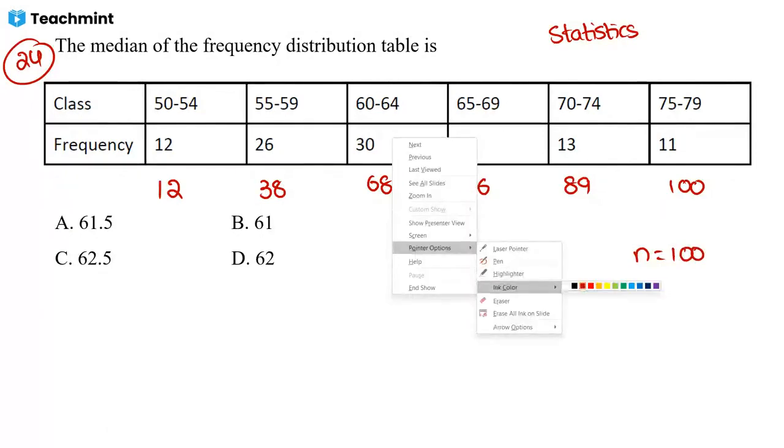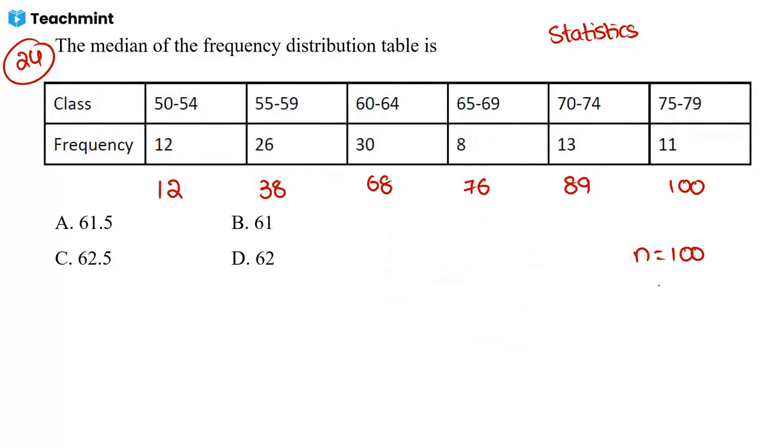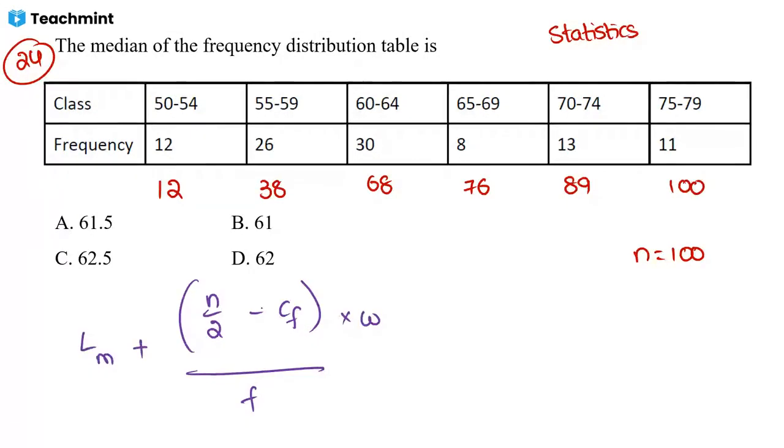You have to first decide the median class, then CF and F. Width is anyhow 4, we have. If you recall the median formula, what is that median formula? L plus N by 2 minus CF divided by F into width. Okay, L is the median class lower limit, and CF is the cumulative frequency of the previous one.